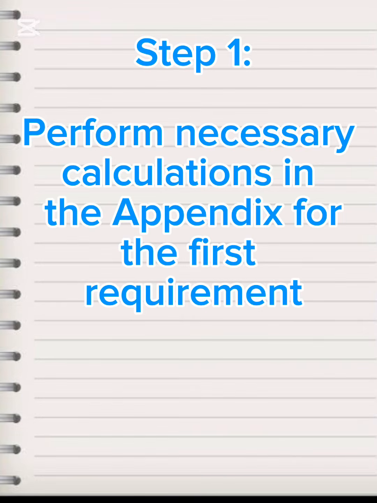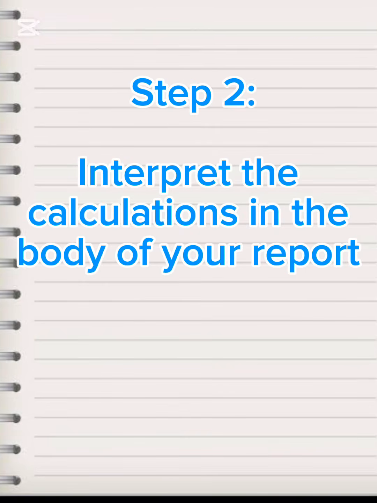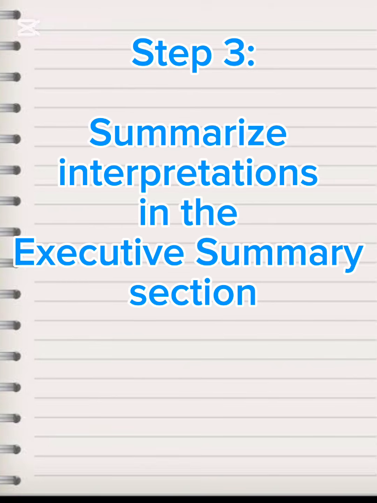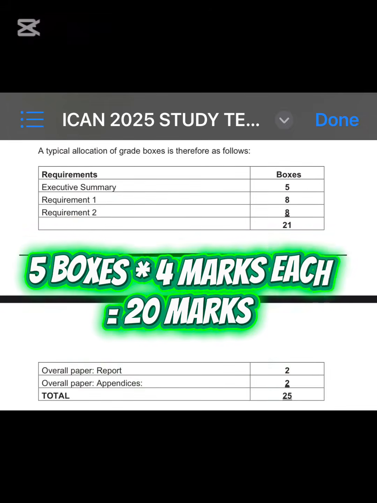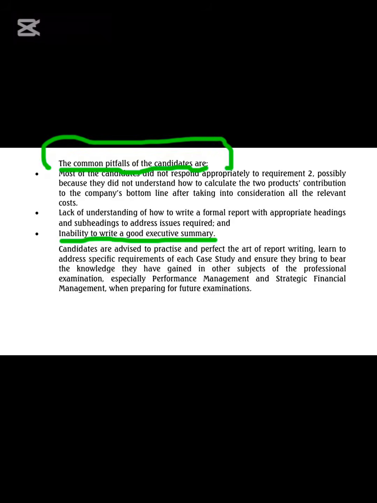When you finish summarizing, when you finish calculating your appendix, go to the body of your report, interpret. When you finish interpreting, go to the executive summary and summarize there. Do you understand? Go to the executive summary and summarize there because you have to touch your executive summary. Like I said, it's 20 marks. Yes, but the other parts are 80 marks. You have to do it because that's part of the structure. The examiners want to see your executive summary.